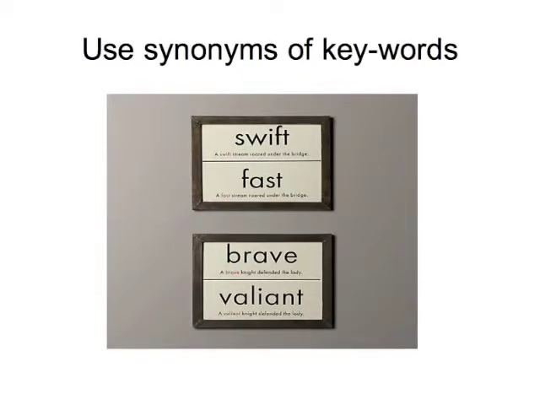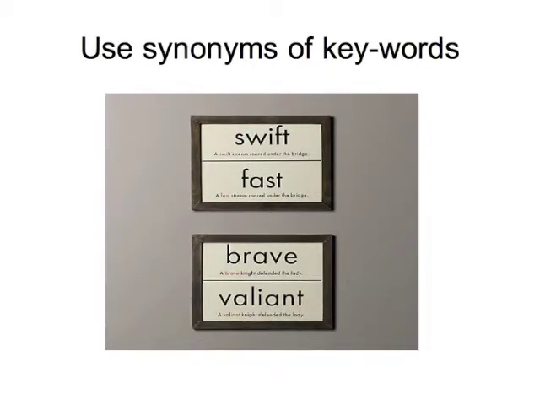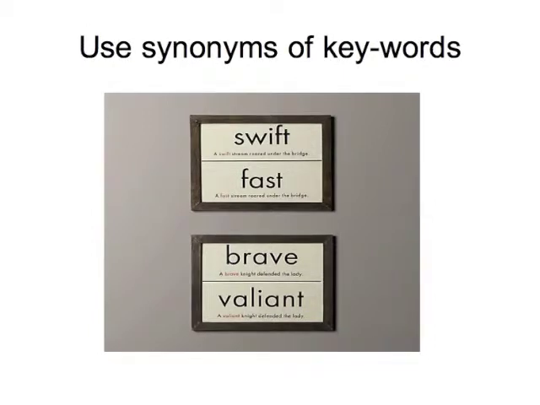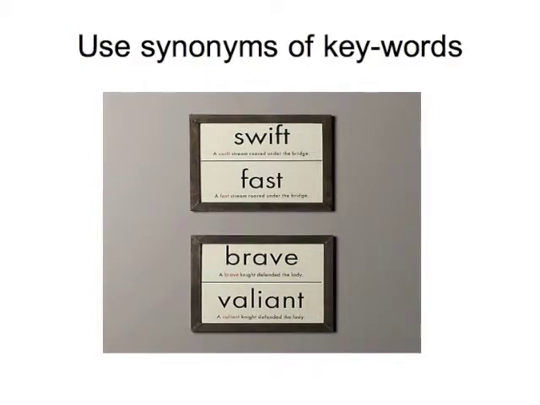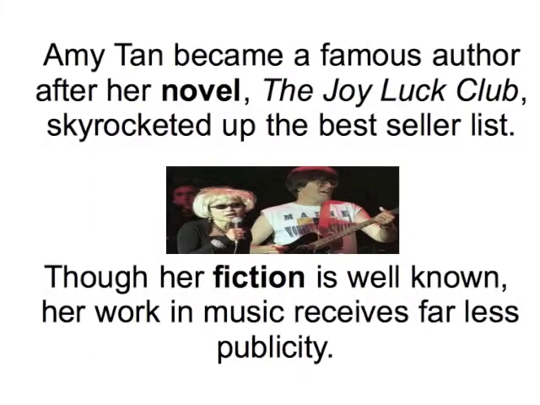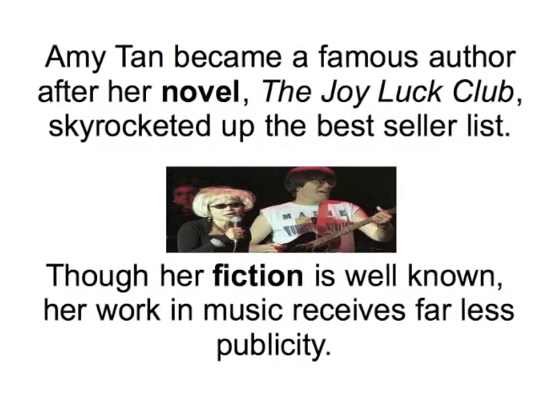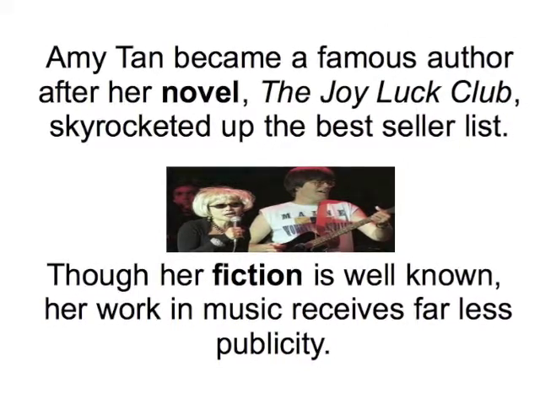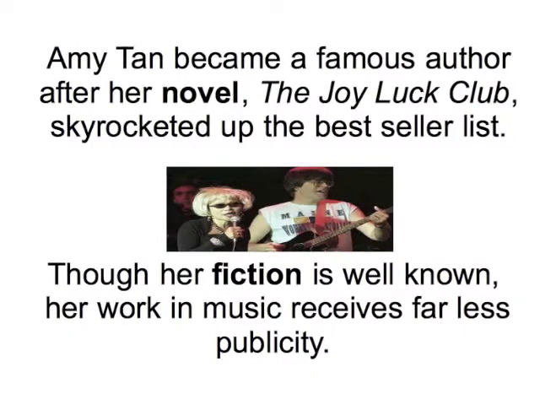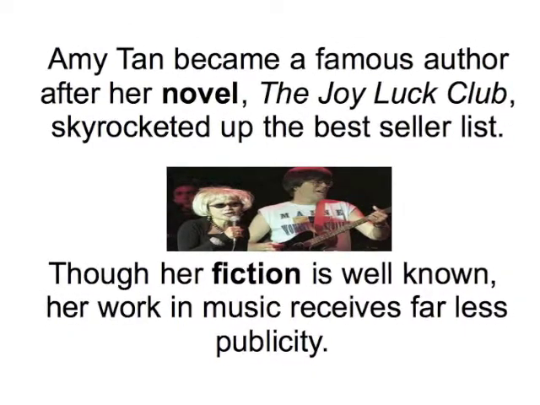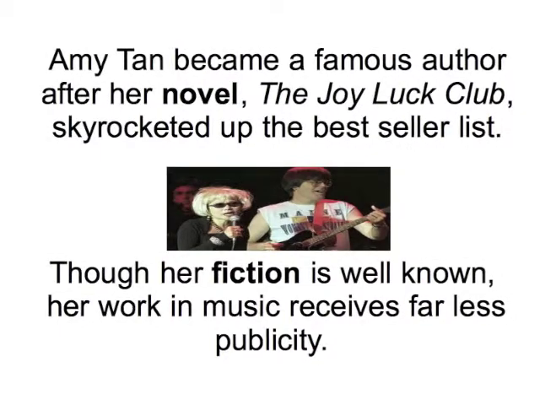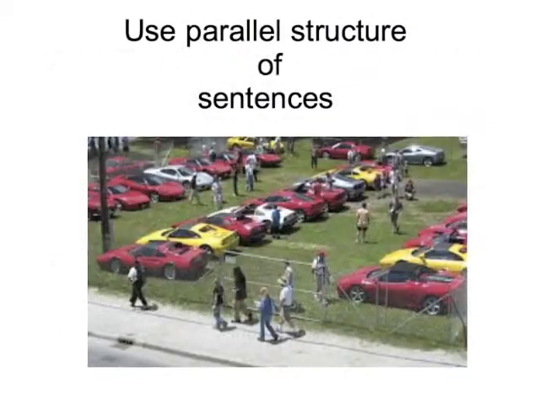Another transitional device is to use synonyms of keywords rather than repeating the word. It's a little bit more subtle, but it's also very effective. For example, as in the picture, swift for fast or brave for valiant. Amy Tan became a famous author after her novel, The Joy Luck Club, skyrocketed up to the bestseller list. Next, first sentence, next paragraph. Though her fiction is well known, her work in music receives far less publicity.